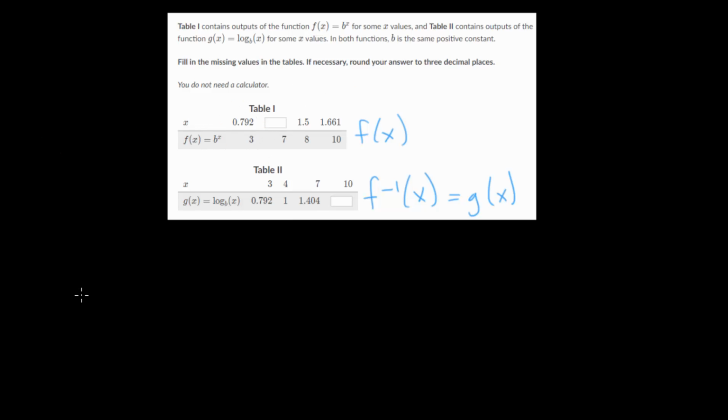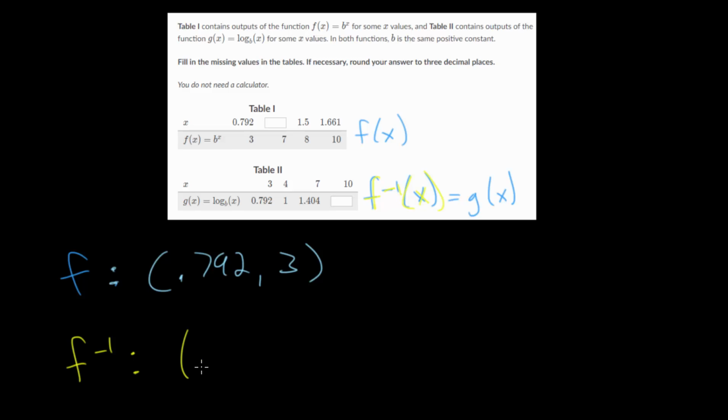Like notice for f, it goes through the point, let me use a lighter blue. So it's going to go through the point 0.792 comma 3, and our inverse function, this function right here, we can highlight that in yellow just to make this a little bit more explicit. This inverse function goes through this point switched. So it goes through 3 and then 0.792. So the key recognition here is that we just switch the points from one table to the next.